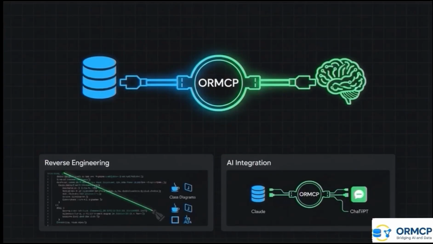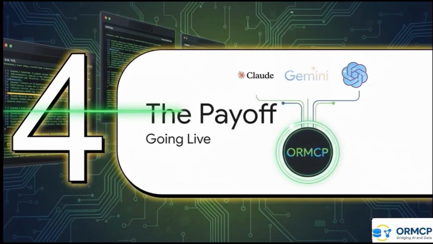The easiest way to think about it is like a universal adapter for your data. Your database has its own specific plug, right? And the AI models have theirs. The ORMCP server is that magic piece that fits perfectly in between, allowing any compliant AI to connect to your data source without any custom wiring. It just works.